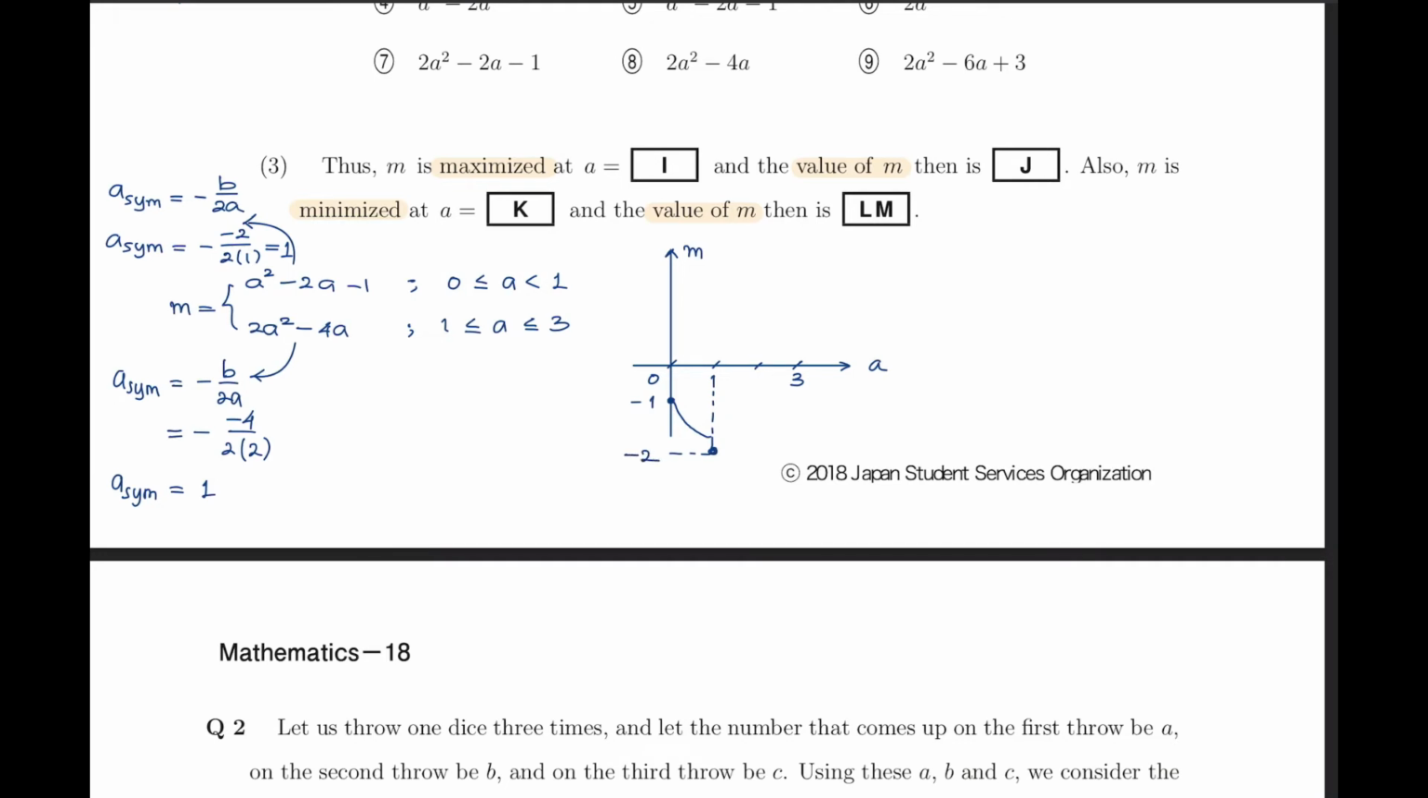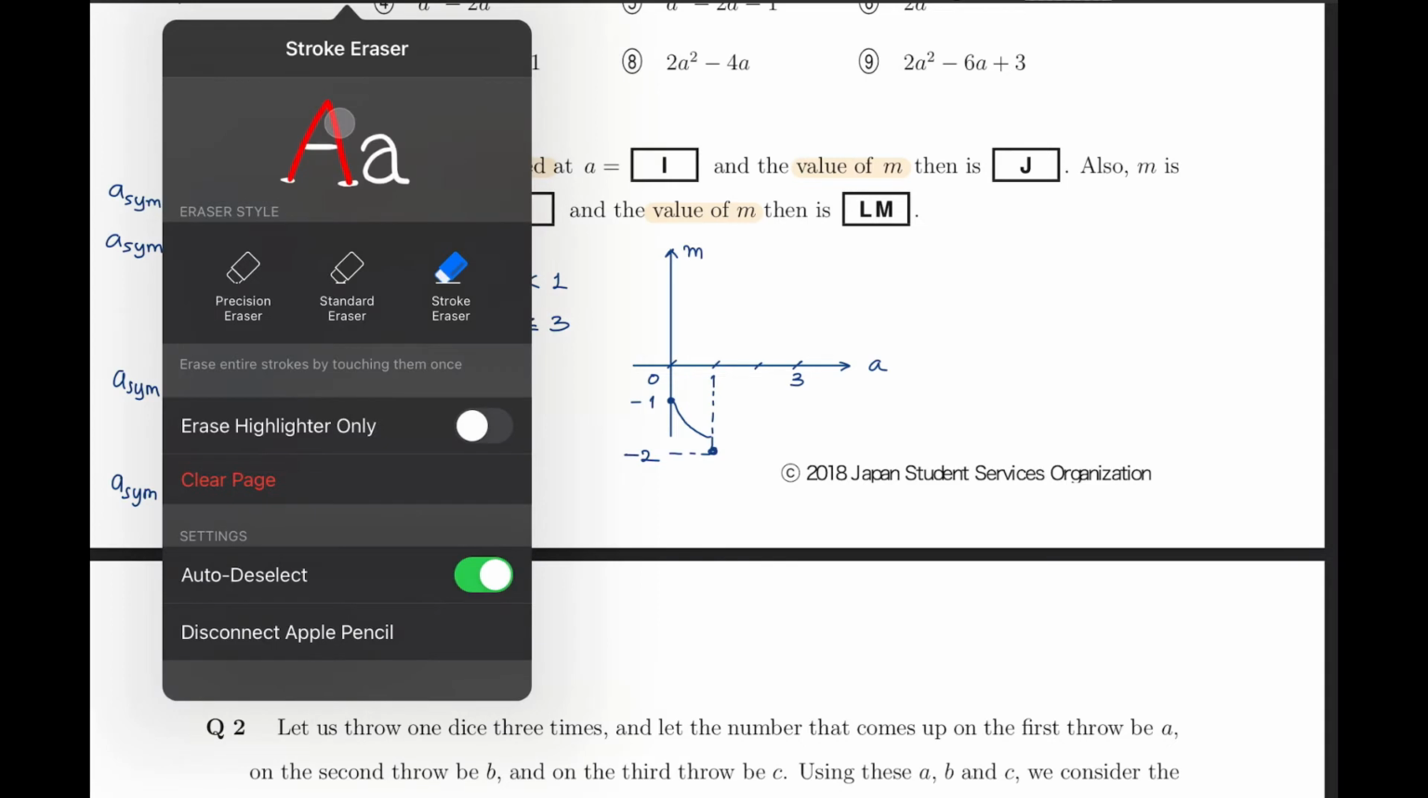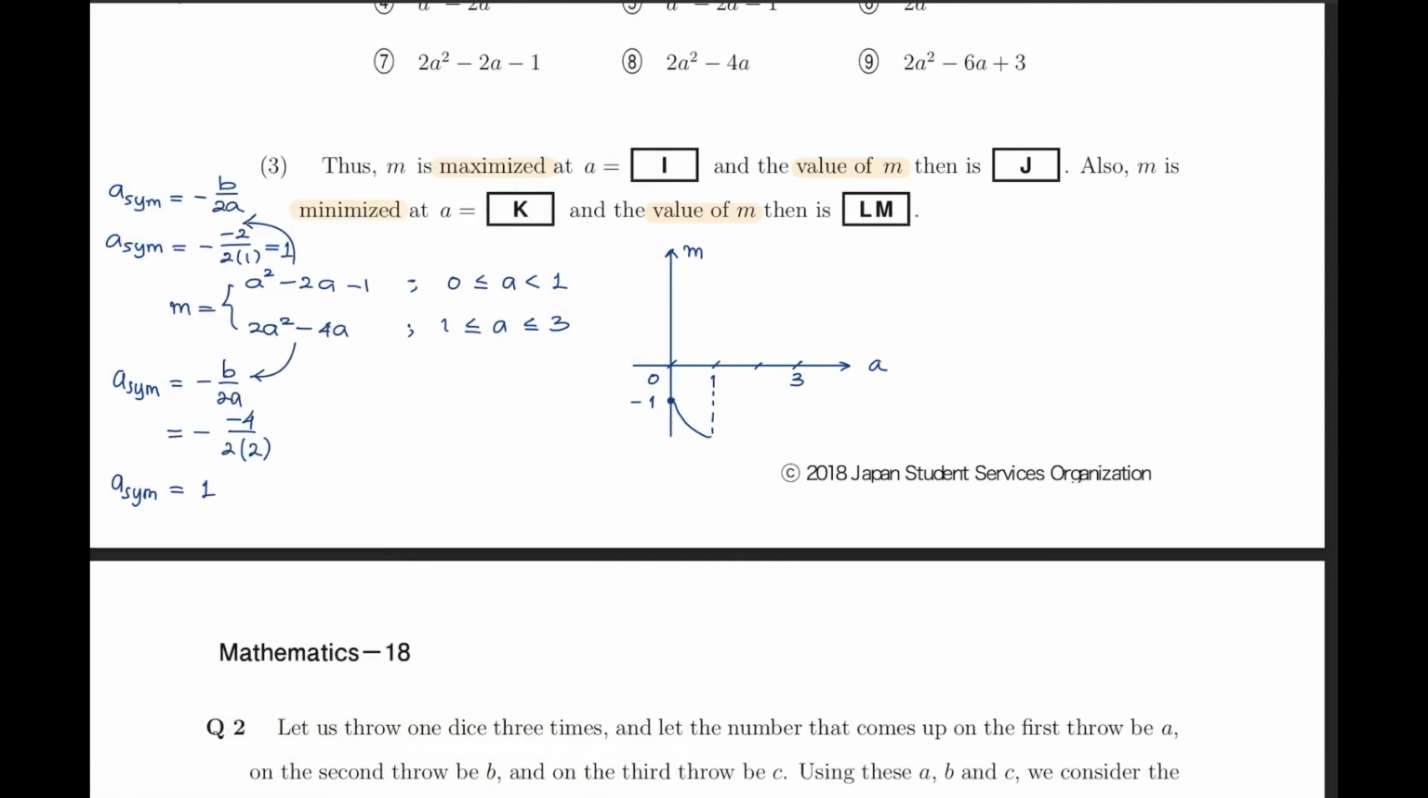This is negative 2. There is negative 2. Let us check where this point is. What is the value of m when a equals 1 on the first equation? 1 minus 2 minus 1. Oh, it's also negative 2, yeah? So I think it should be something like this. Negative 2 is here.